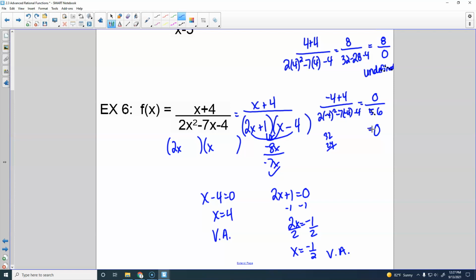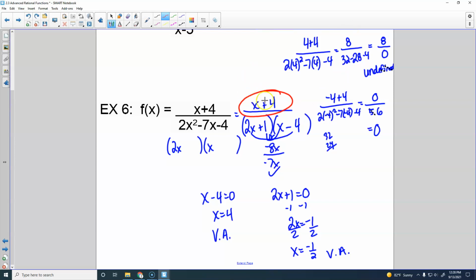So the only reason we care about the top at all is to see if anything cancels, so we know it's a hole. Whatever leftover stuff is in the top might bother us. It feels like it should be an answer, but it's not, because zeros in the top are fine. Okay, yes? So you only cancel on the top when the factor is on the bottom too. Correct.